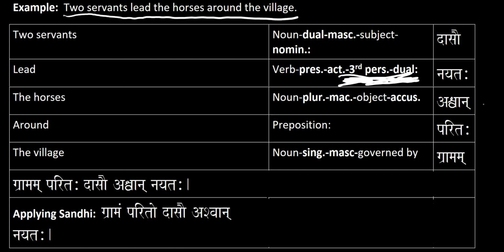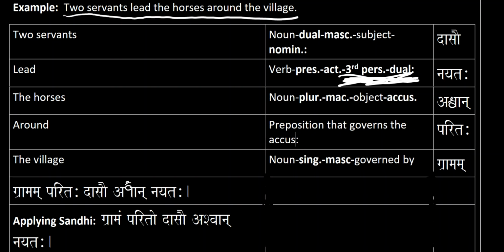Then around. So this is around the village. Around, you need a preposition that governs the accusative.